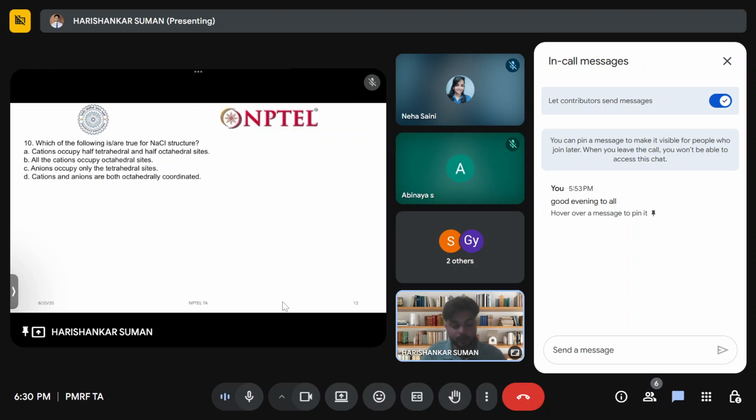Let's move to the next question. Which of the following is true for NaCl structure? As we discussed enough about the NaCl structure, let's read the options and choose the correct options. Cation occupy half tetrahedral and half octahedral sites. All cation occupy octahedral sites. Anion occupy tetrahedral sites. Cation and anion are both octahedrally coordinated. These are true for NaCl structure?